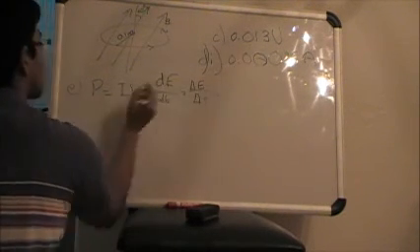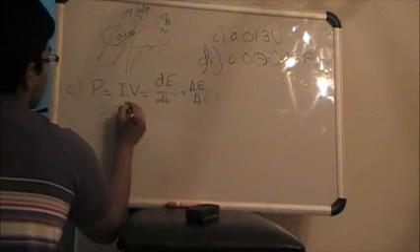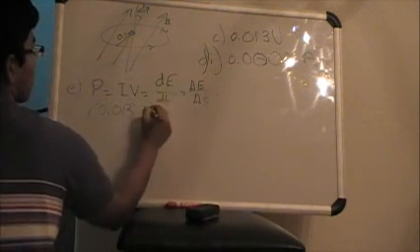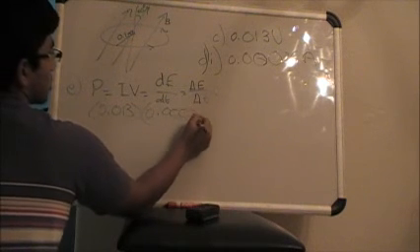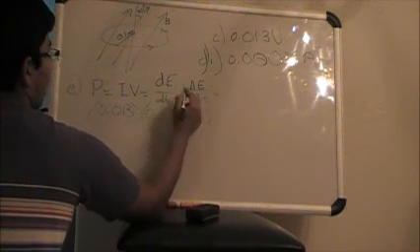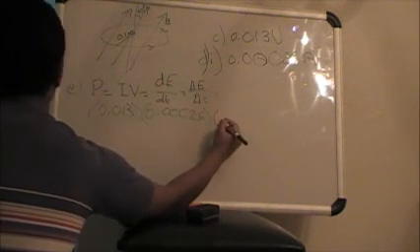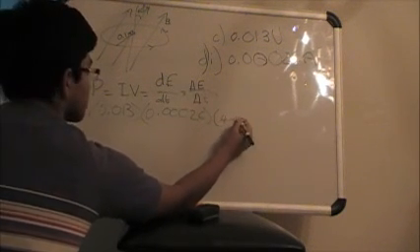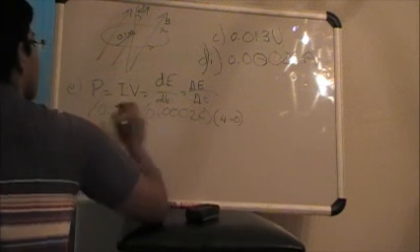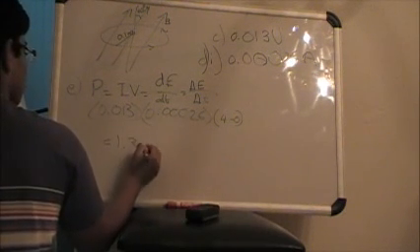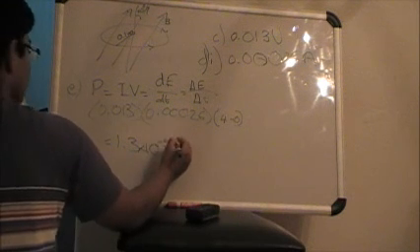And so voltage is 0.013 as from part C, and then current is 0.00026, and that times delta T is going to give us delta E. So delta T is 4 minus 0, and that gives us 1.3 times 10 to the negative 5th joules.